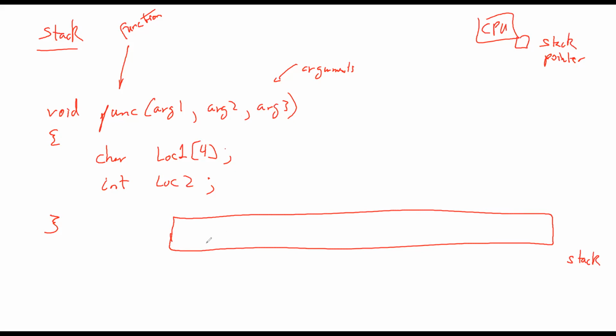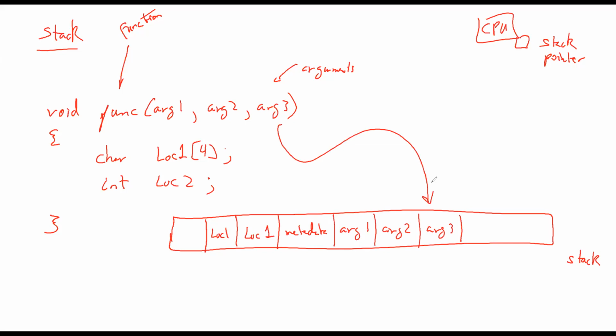Whenever you load that function in the stack, you're always going to load it in specific locations. So local one and local two will be there. This will be followed by some metadata about the function. And then on the other end, you're going to have argument one, argument two, argument three, and so on. Does this make sense, guys? So this is arg three, right? That's all I'm saying.